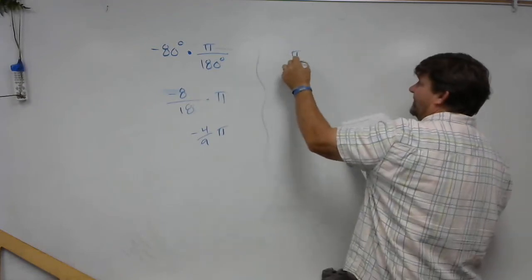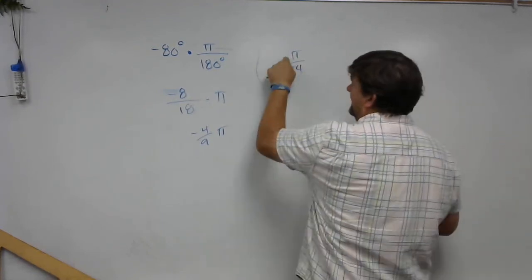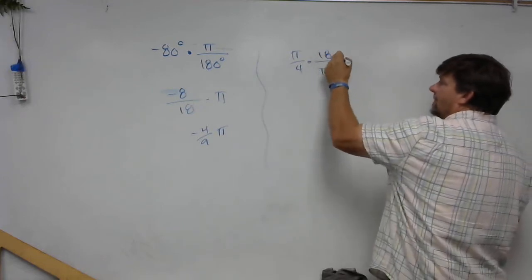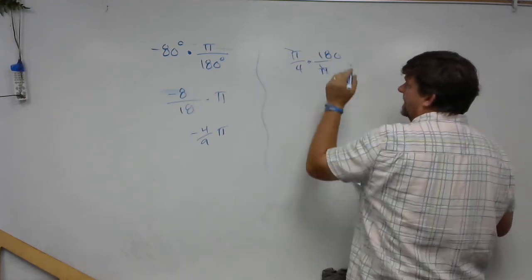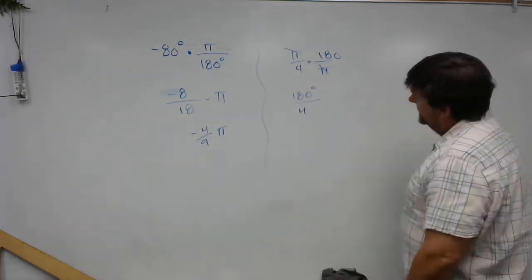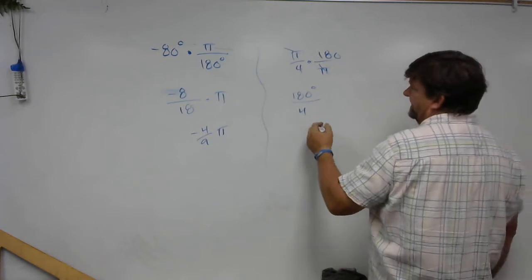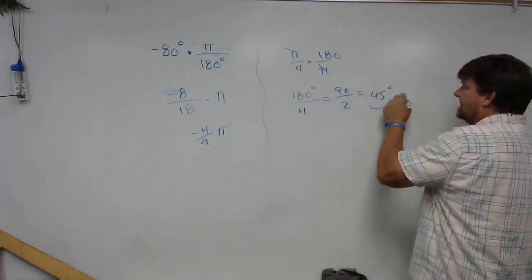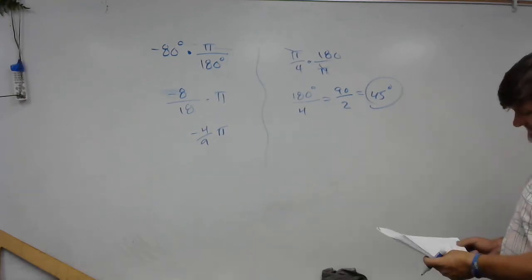Now I have pi over 4. Well, now I have pi first, so the pi moves to the bottom. We get 180. We got that. And then we get 180 degrees over 4. Now I'm looking at that going, if I divide it by 2, I get 90 over 2. If I divide that by 2, I get 45 degrees. There we go, 45 degrees.